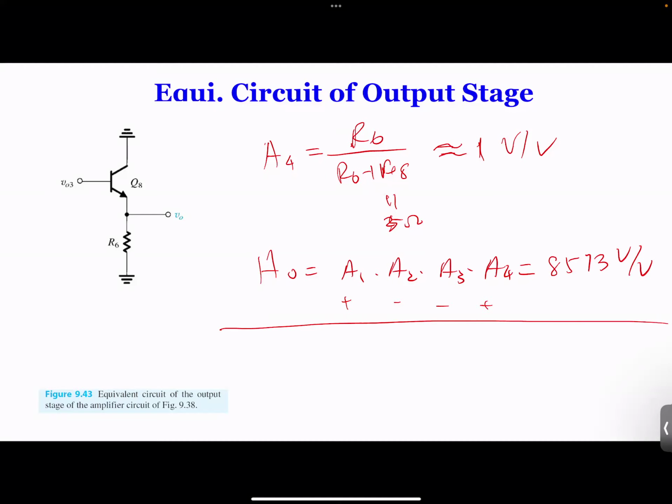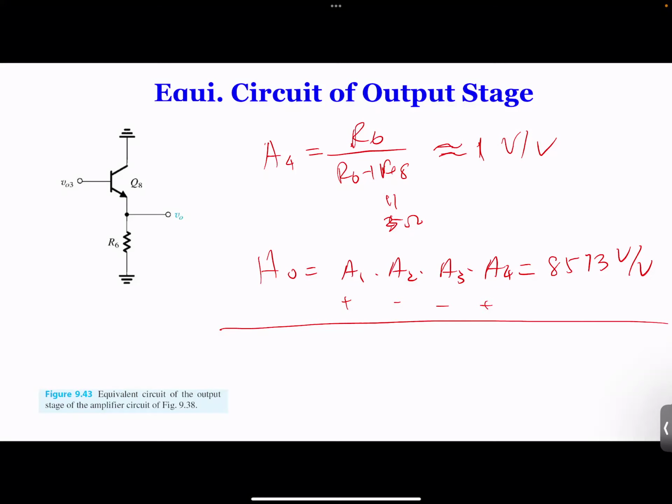So if your input is 1 millivolt, your output will be 8.5 volts, which is possible in this case, okay? Because your VCC is 15. So it is actually likely you can get the actual number you want.